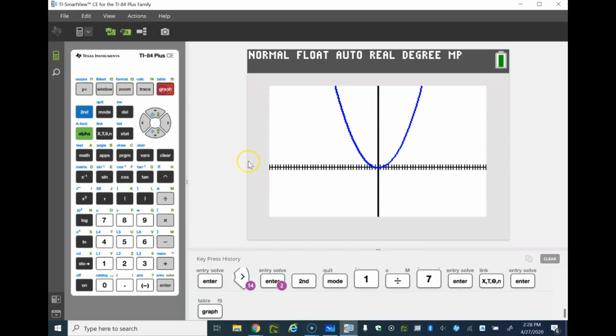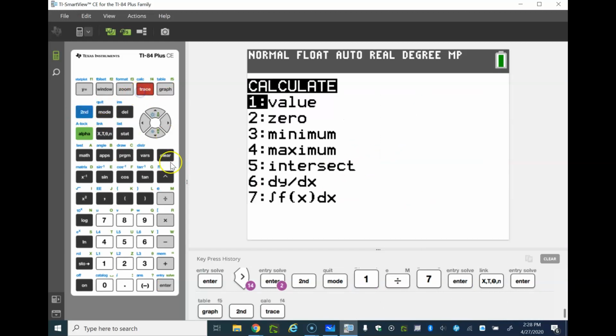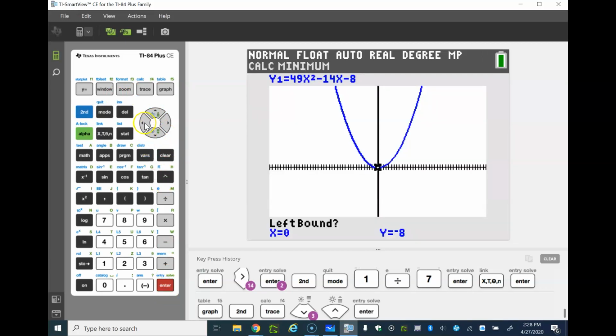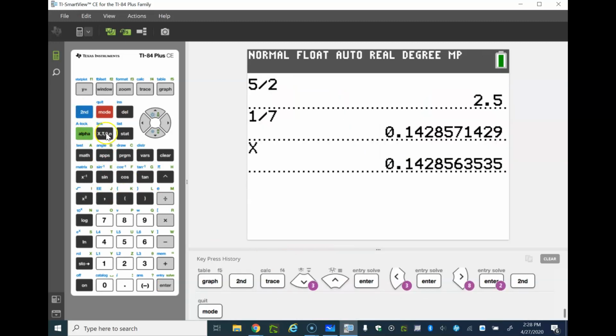So looking at this again, we do second trace, minimum. Let's go to the left, enter, go to the right, enter, forget the guess, hit enter again. And if you get a weird decimal and it asks you to put it into fraction form, just leave it right here in your calculator, this X here. You don't have to copy and paste it or type it in. Just hit second mode and hit the X button, and the calculator remembers what the previous X was in your calculator.